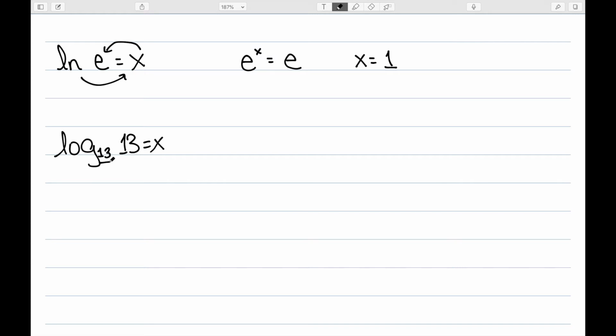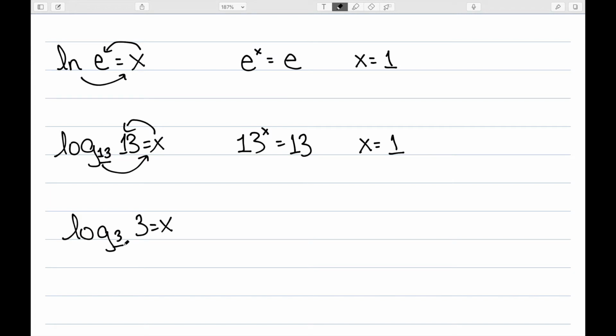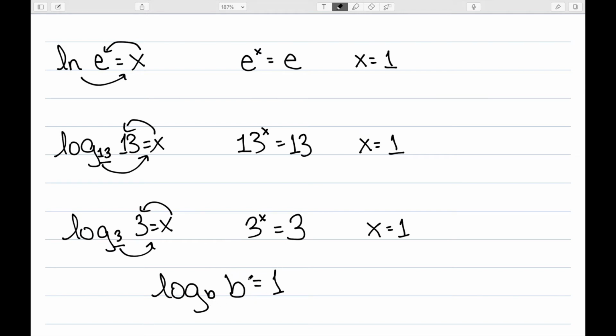For my next one, I want to start by looking at ln of e. The fact that this is an ln means I'm going to have a base e raised to the x power is equal to e. So that tells me x is 1. If I do log base 13 of 13, my base is 13 raised to the x power is equal to 13. Once again, I have x equal to 1. If I do log base 3 of 3, my base is 3 raised to the x power is equal to 3. Once again, x is equal to 1. In general, log base b of b is equal to 1. So if the base and the thing I'm taking the logarithm of match, I know my answer must be 1, since anything raised to the first power is itself.